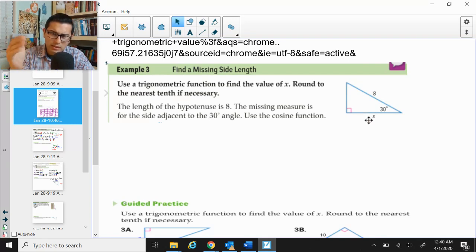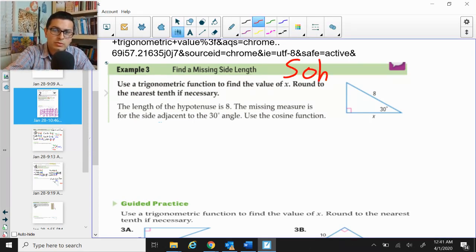So let's think about what we're trying to do here. We're trying to find a side that is adjacent, and we're using the hypotenuse. What deals with adjacent and hypotenuse? That is the question that you need to ask, because those are the two things that we are using here. So let us look at our SOHCAHTOA. That is what this comes down to again.